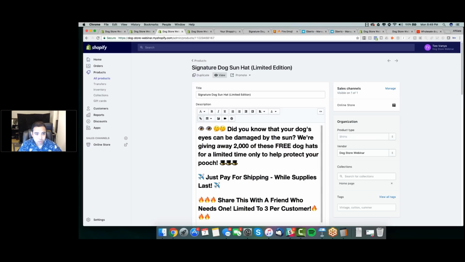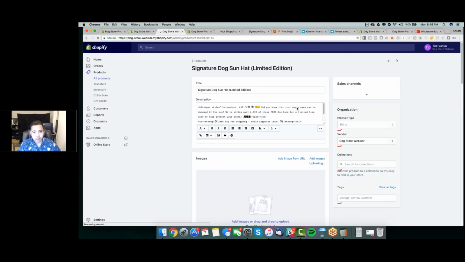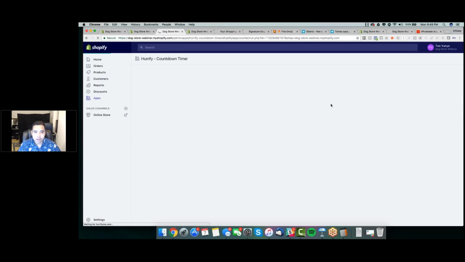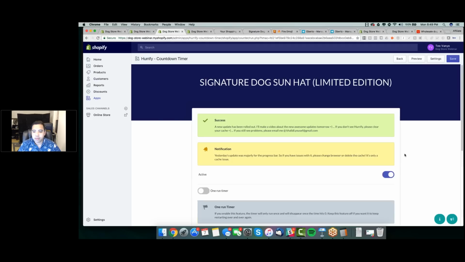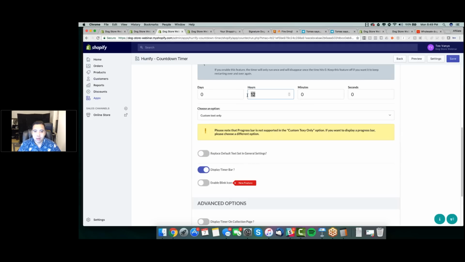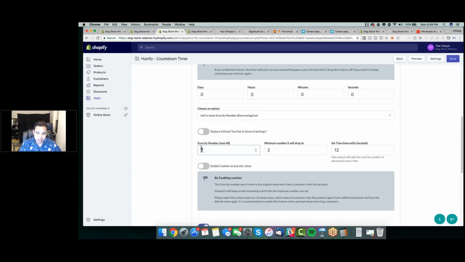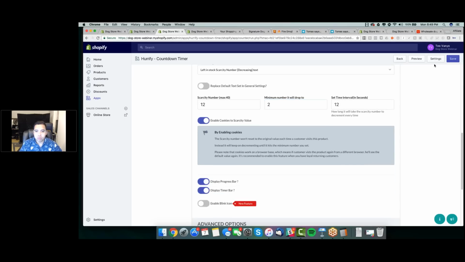Okay, so we're going to refresh this product here. We're going to click on More Action, and click Manage Countdown Timer. We're going to turn on the countdown timer for this on Hurify. For the number of hours, let's say 3 hours left. And then we're going to say left in stock, let's say 12 left in stock. It's going to drop down to 2, and then it'll just stay at 2. Click Save, and this is what's going to happen.